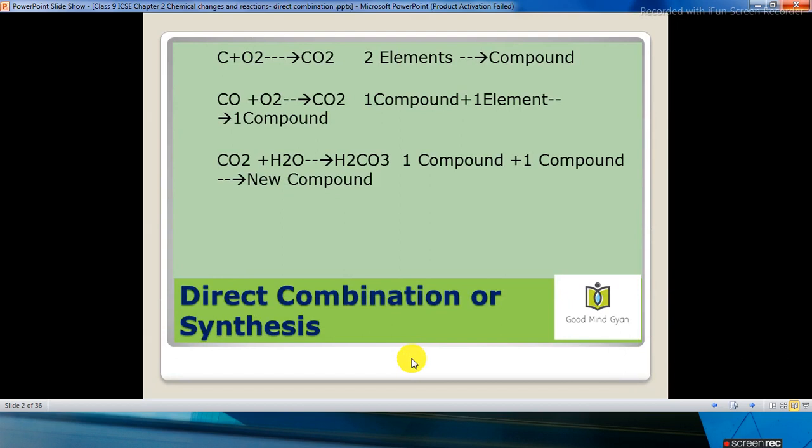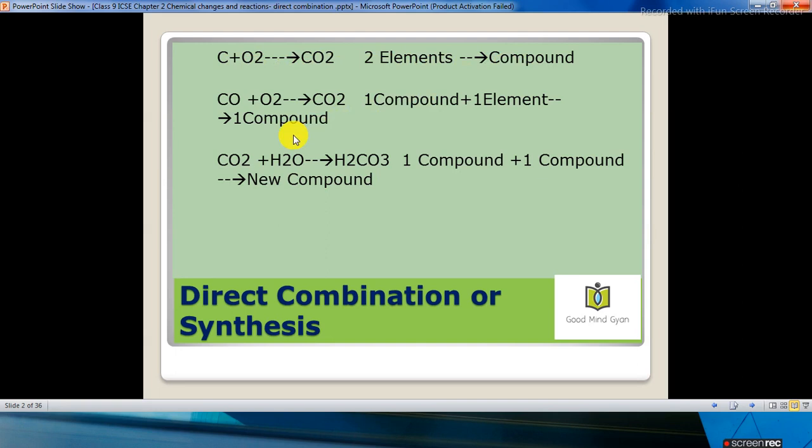Direct combination or synthesis. Direct combination is a reaction in which two elements combine to form a compound. Here you can see that carbon has combined with oxygen to give carbon dioxide. So two elements are combining and a compound is formed.